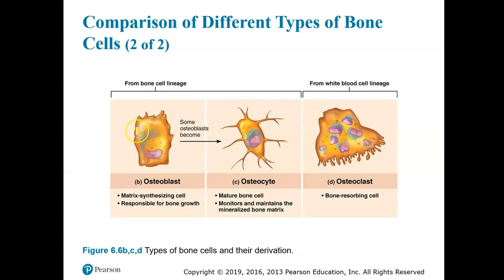So these are the two bone cells that come from bone cell stem cells, osteoblast and osteocyte. And then the osteoclast actually comes from white blood cells, from a white blood cell stem cell.